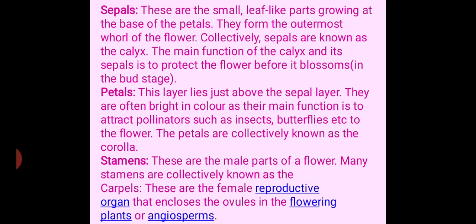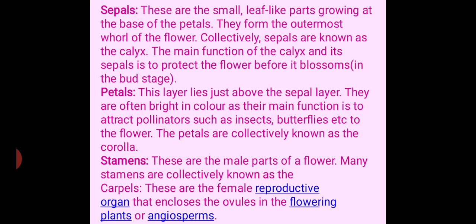First of all, sepals. These are the small leaf-like parts growing at the base of the petals. They form the outermost part of the flower. Collectively, sepals are known as the calyx.